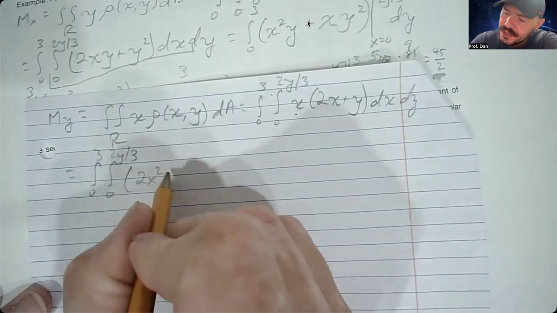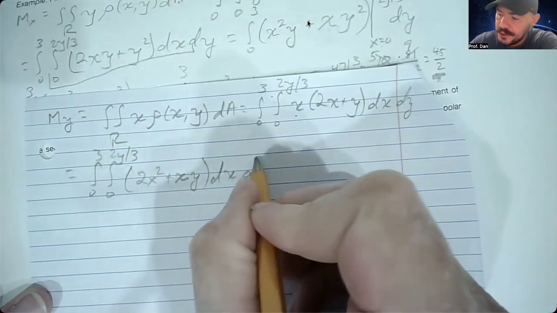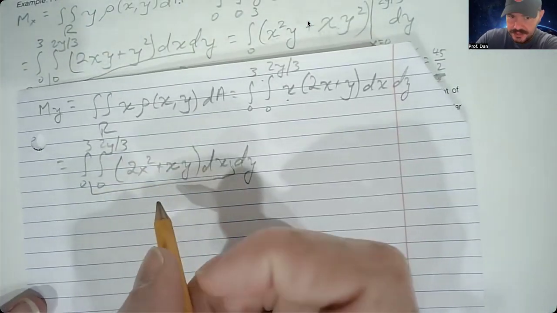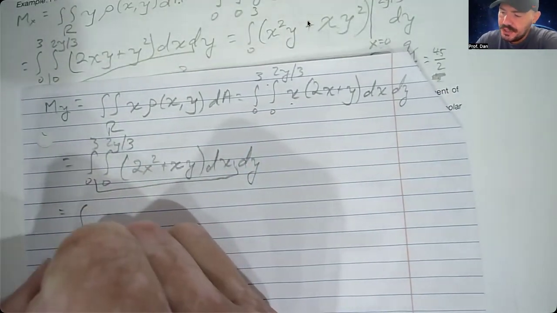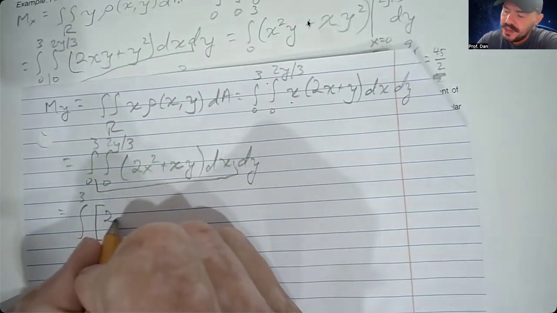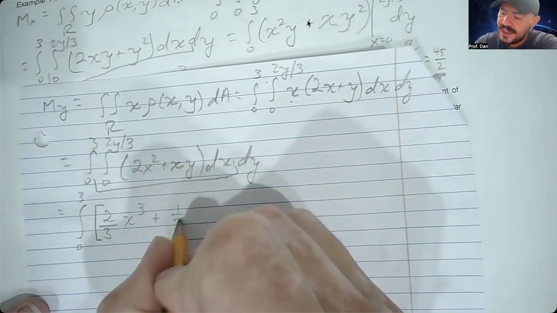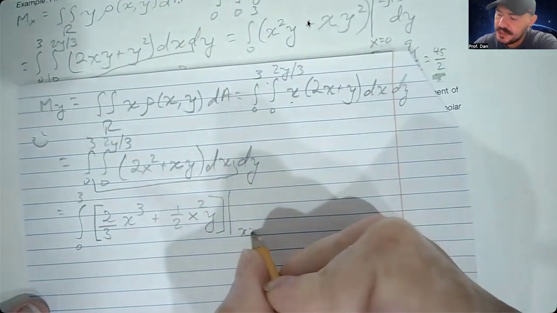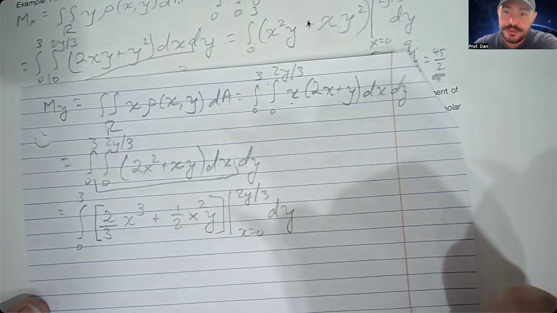So we get 2x squared plus xy. Then we integrate with respect to x first. When I take the antiderivative of this with respect to x, treating y like it's a constant, I end up with, for the first term, 2/3 x cubed. For the second term, 1/2 x squared y. And we're going to evaluate that from x equals 0 to x equals 2y over 3, and then integrate with respect to y.